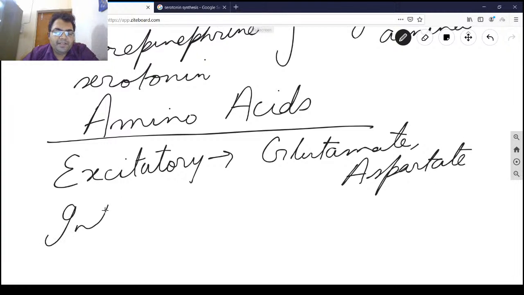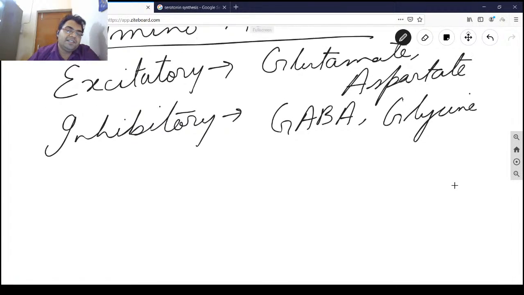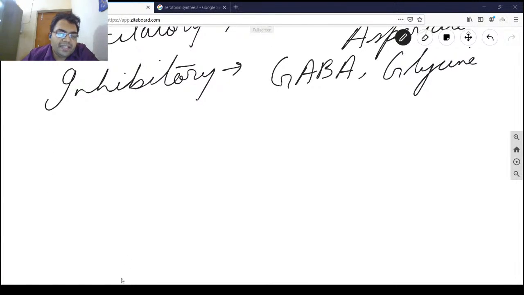Then we have inhibitory neurotransmitters, which are known by the name as GABA and glycine. Gamma amino butyric acid, and glycine. There is also a molecule known as para-amino benzoic acid, known as PABA. Okay, that is also there. Then we have certain neurotransmitters which are also gaseous neurotransmitters.